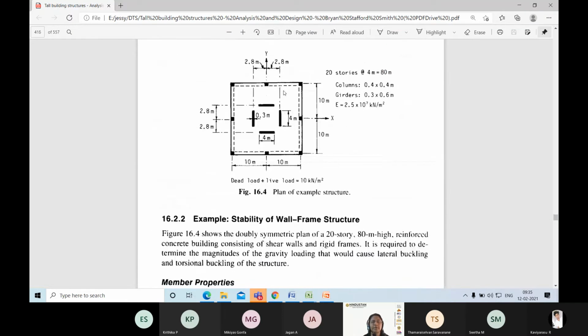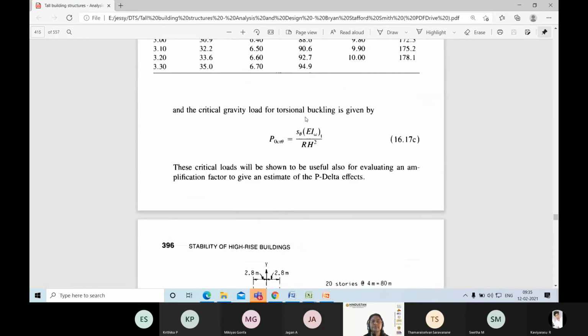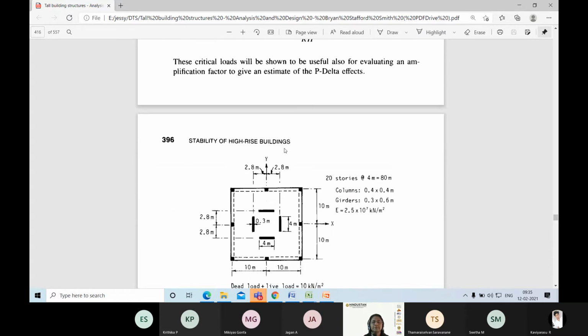So from there you can finally calculate the critical gravity load for torsional buckling. This is how we have to do it. This is sigma IW. Sigma IW represents the moment of inertia of all the shear walls together. An example is also mentioned here. It is a combination of frame and wall together.